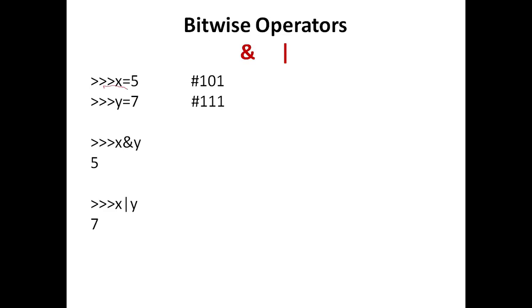In this case we have variable x with value 5 and variable y having value 7. Its equivalent binary is 101 and y's equivalent binary is 111. So if we apply the AND operator between x and y, this operator works as a bitwise AND operator. The rules are like, if both bits are 1, the answer will be 1. If both bits are 0, the answer will be 0, and if the bits are different, the answer will be 0.